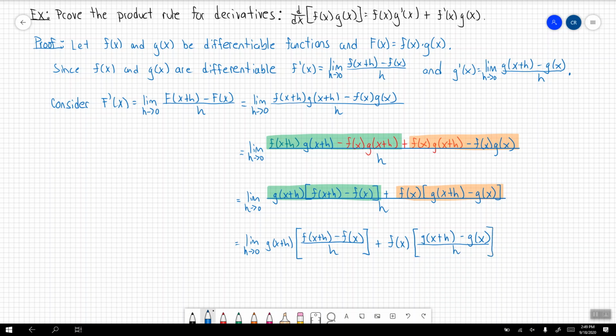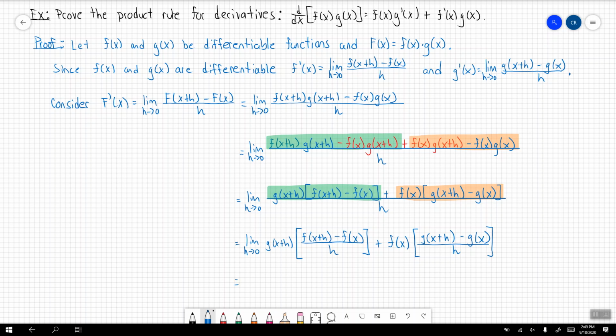There we are. So now you can see that we've separated our fraction into two different terms that are still being divided by h, which means everything is still the exact same. The only difference now is that I have my h divided by its preferred numerator, simply because I now have f of x plus h minus f of x divided by h, and again, g of x plus h minus g of x all divided by h.